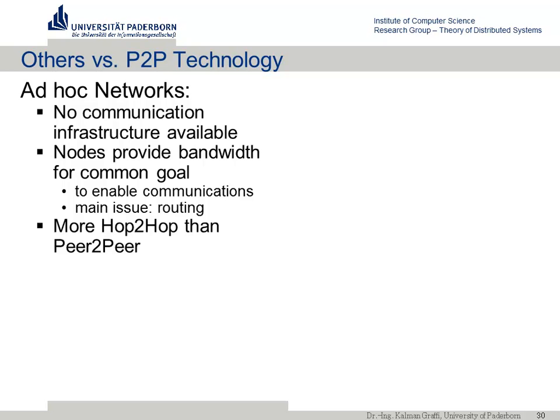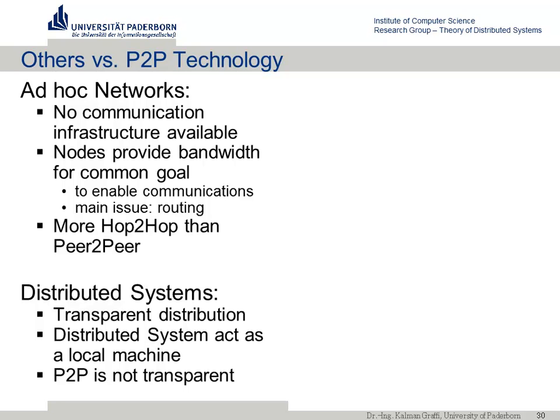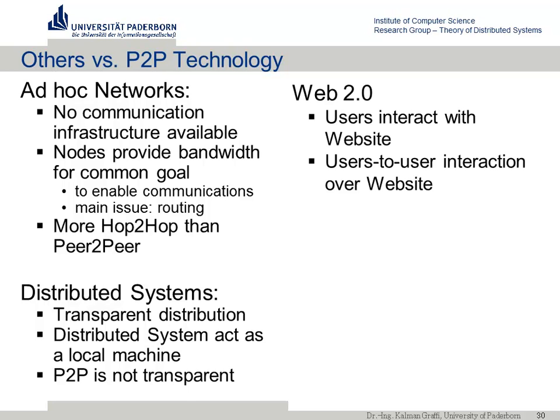In a hop-to-hop or ad hoc network, you cannot choose your neighborhood. That's given through your locality. But in a peer-to-peer network, you can, and that enables you to have more clever algorithms and mechanisms and further functionality. Distributed systems, as was said, are a bigger topic, more than peer-to-peer, so there are several further aspects. Web 2.0 is also something else. That's more about users interacting with the website, but that's still not our case.